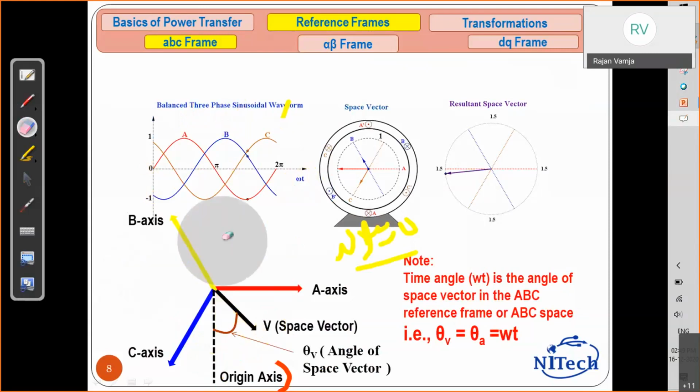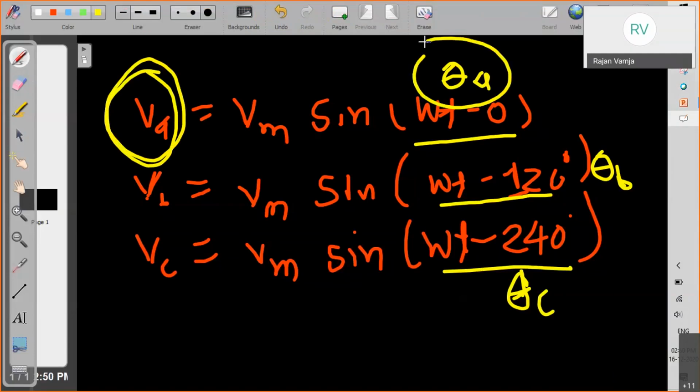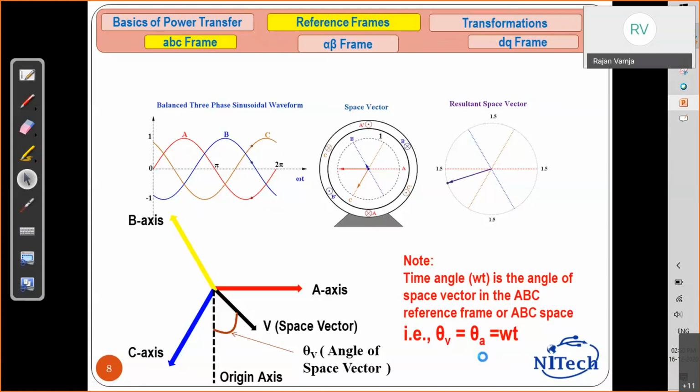Is this clear? It is like a reference. Your answer was right, but maybe you were not clear whether it is like this or not. In electrical terms, the time angle theta A will become your space angle. Space angle means the angle of the space vector. This is theta V. That is very important to know to understand the SRF theory.